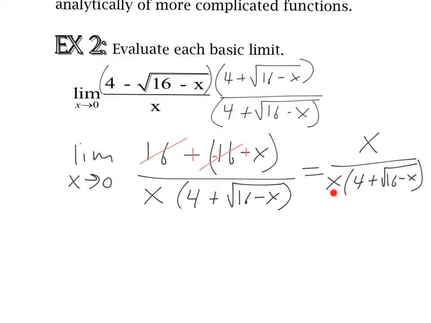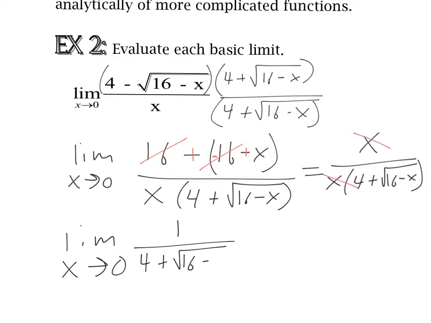So I see here that I have an x on top and x on bottom, so that means that I can reduce that, and so I'm really asking the limit as x approaches 0 of 1 over 4 plus the square root of 16 minus x. Alright, we've got this thing simplified quite a bit. We might actually be able to do direct substitution now, so let's just see.